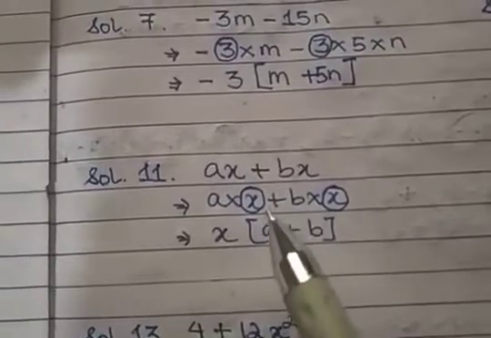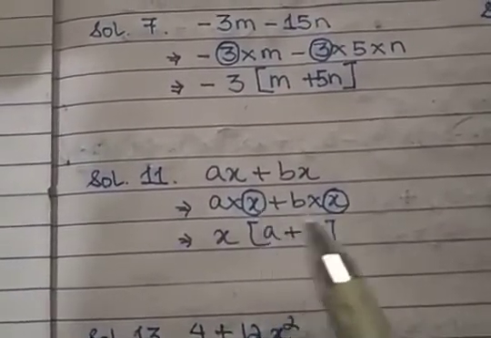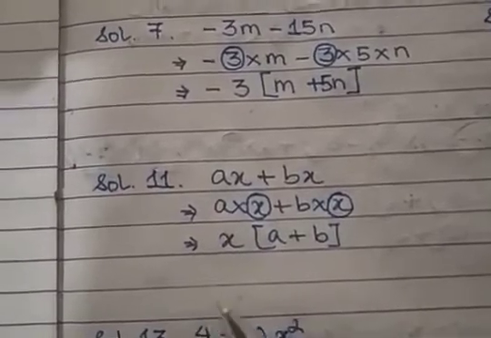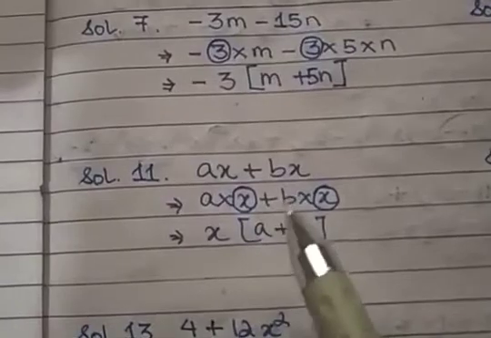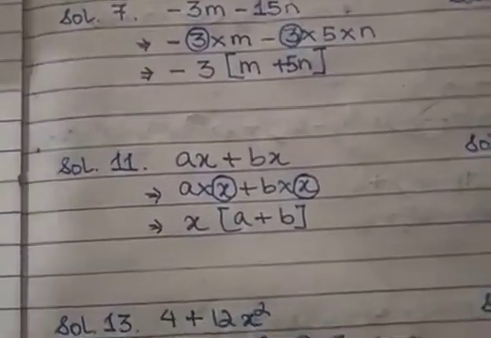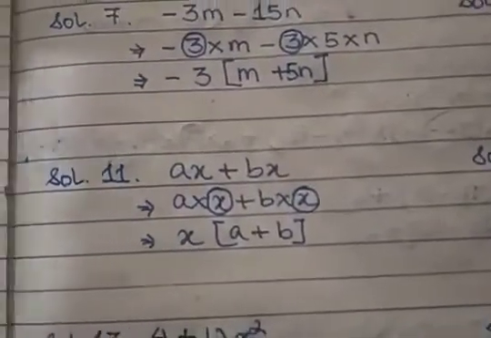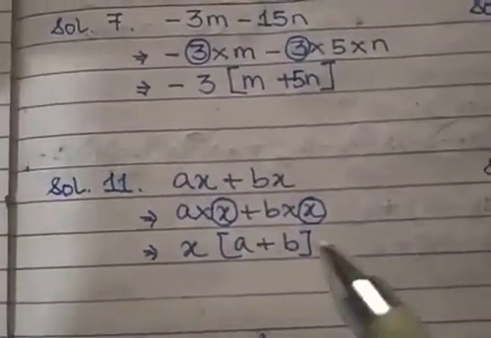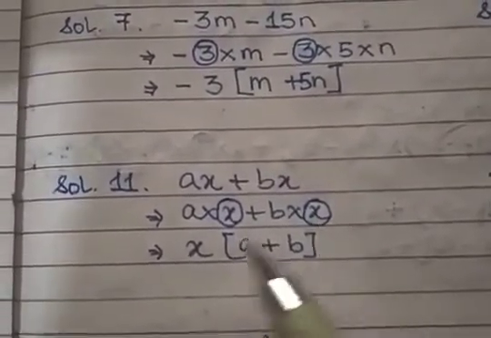Now from the first term and the second term, what's common? As you can see here, x is common, isn't it? So I have marked it in circles. And remember, you don't need to mark the common terms in circles in your exercise. I'm just marking it in order to show you. So x is common, so I've taken x as common.